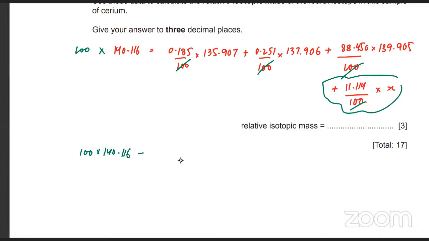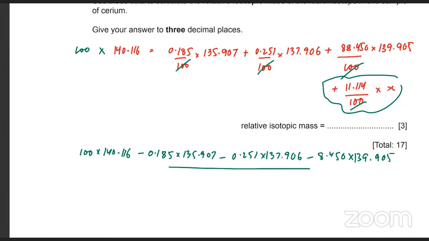So it's going to be minus 0.185 into 135.907, and minus 0.251 into 137.906, and minus 88.450 into 139.905, and divide the whole thing by 11.114, and that would give you X.